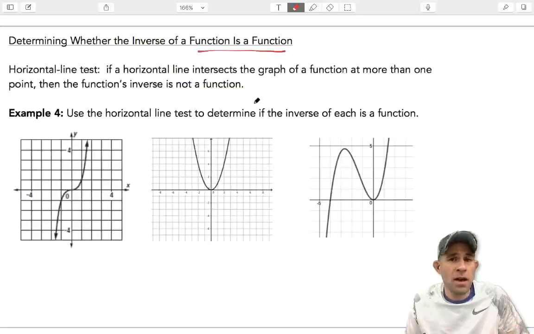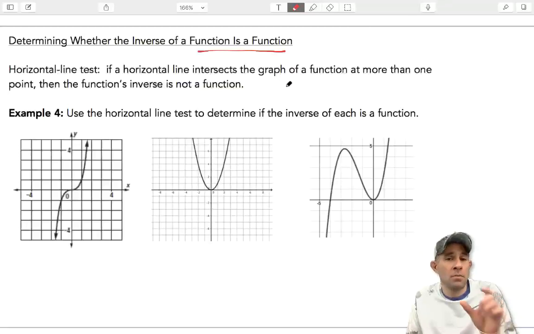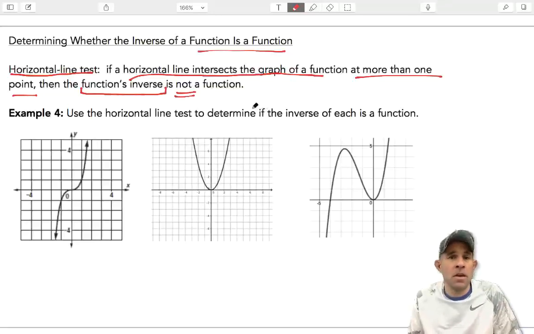So recall you had the vertical line test to be able to tell you whether a particular function was a function or not. Well, now you're going to learn the horizontal line test. It says if a horizontal line intersects the graph at more than one point, then we know the function's inverse is not a function.